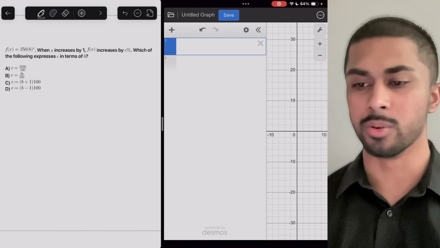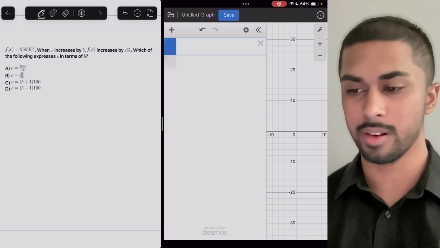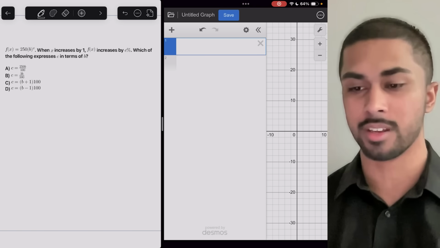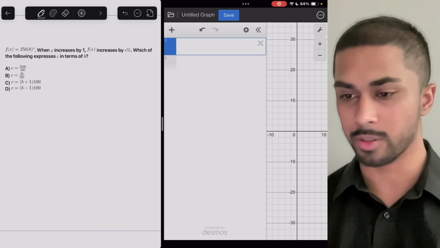f of x is equal to 250 times b to the power of x. When x increases by 1, f of x increases by c%. Which of the following expresses c in terms of b? We have our four answer choices.